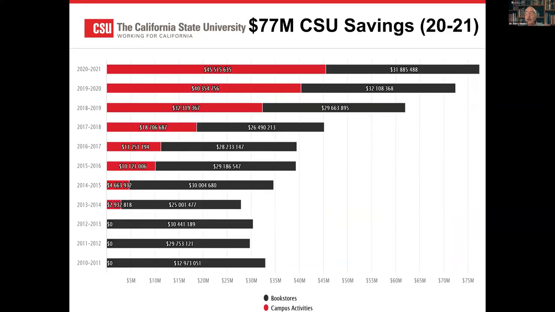So with those policies, politics, practices, and people, last year we saved $77 million in the Cal State system. Collectively, we saved close to $350 million. If you notice, the black bars are really what we're saving through bookstore programs of reducing costs, moving to digital, immediate access programs, et cetera.